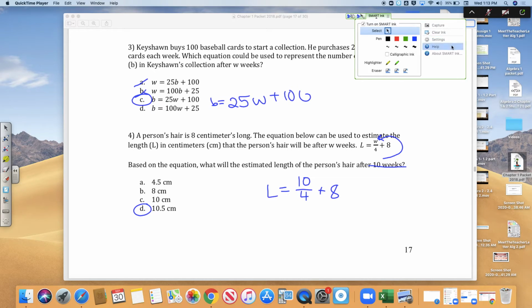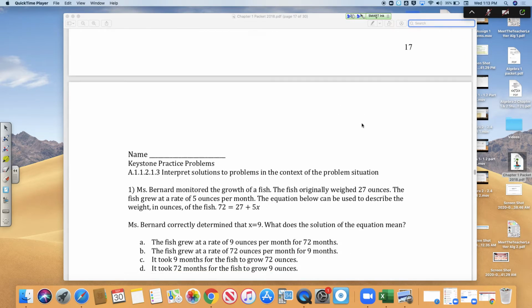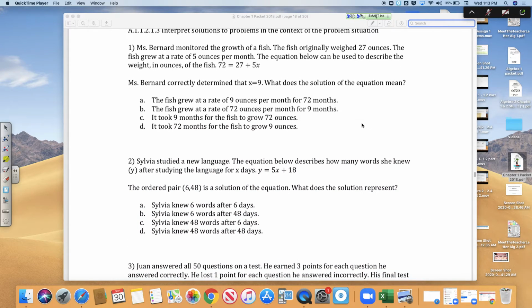Moving on to the next page, which starts at number 1 again, we have: Miss Bernard monitored the growth of a fish. The fish originally weighed 27 ounces. The fish grew at a rate of 5 ounces per month. The equation below can be used to describe the weight in ounces of a fish.